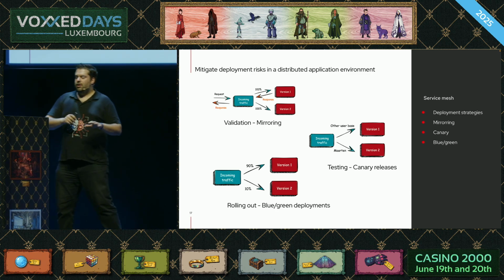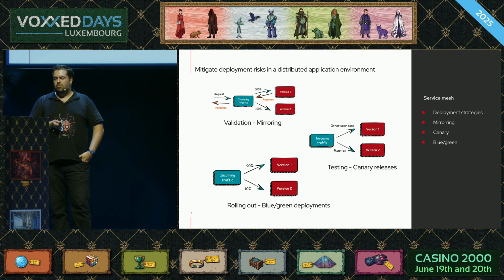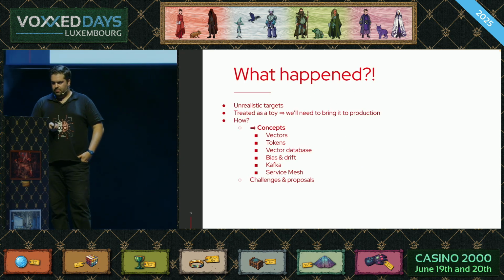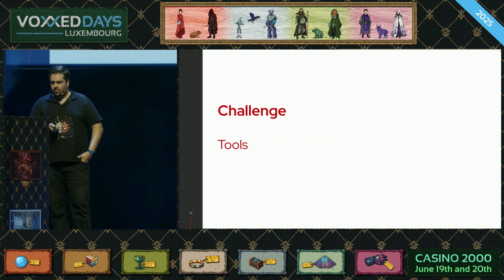So the first thing that you can already do is implement the service mesh to have these deployment strategies in place.